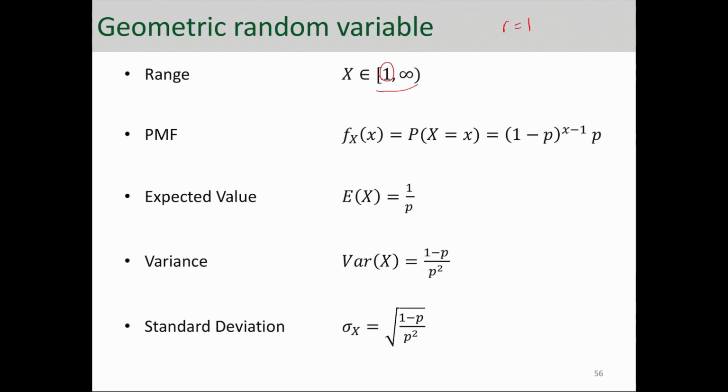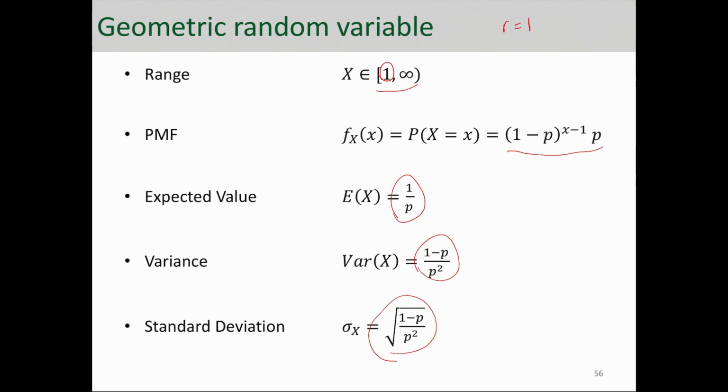That used to be r for negative binomial. Now the PMF is simplified by just replacing r with 1. Here it is 1 over p instead of r over p. And the same applies to variance and standard deviation.